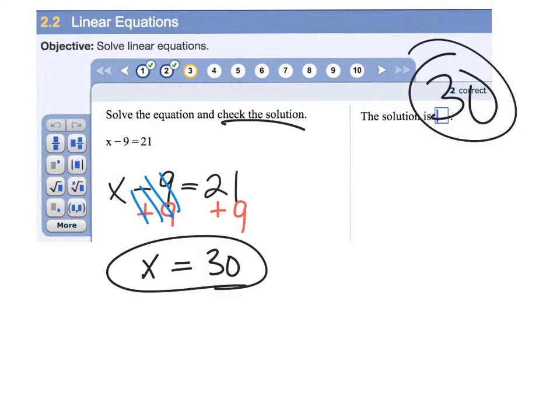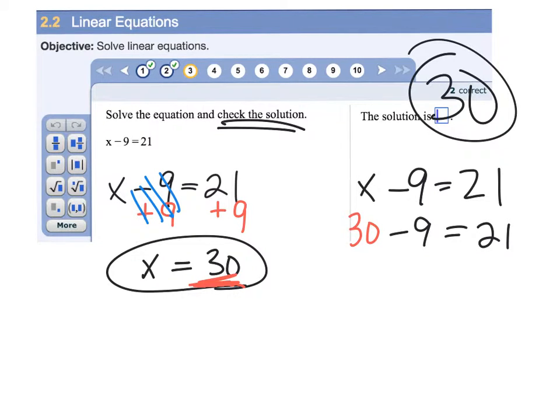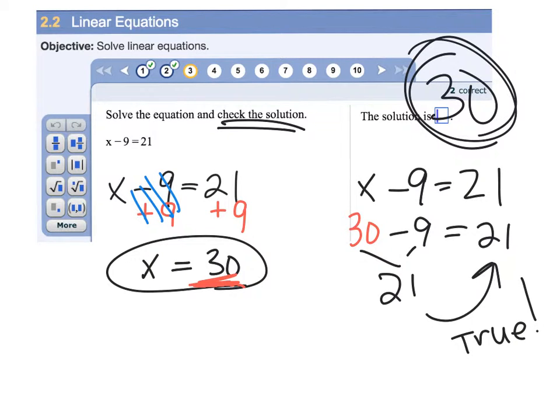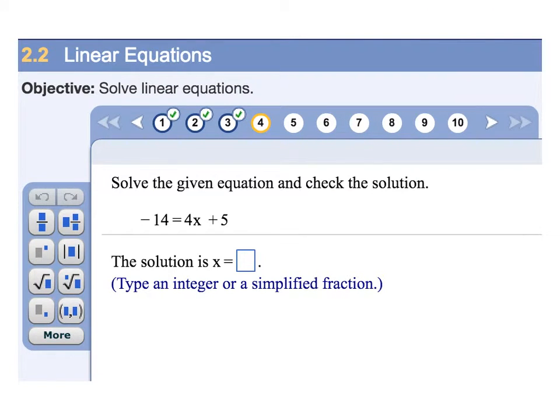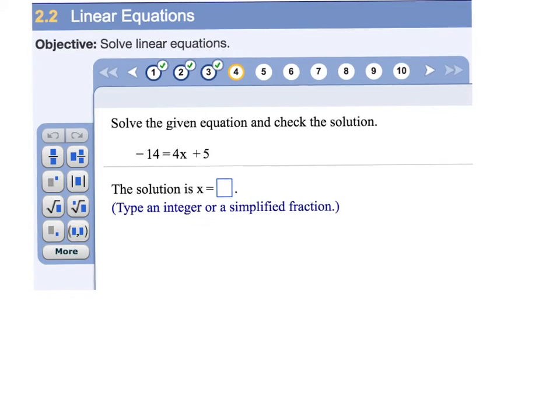Now, how do you check the solution? Well, you go back into your original equation, x minus 9 is 21, and because we think x is 30, you're going to put 30 minus 9, and we want to make sure it equals 21, and since 30 minus 9 is 21, that's a true statement, and so that means our answer of 30 is correct.